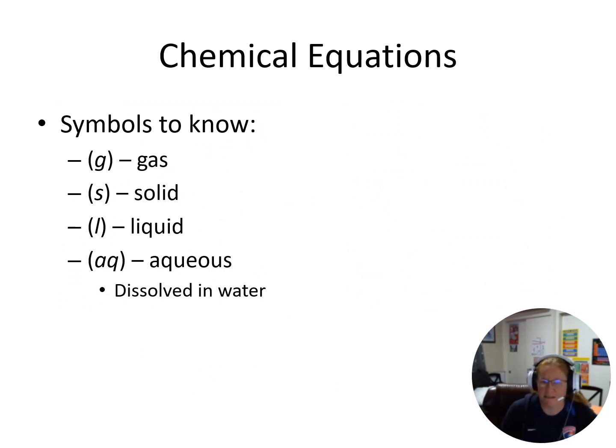Some important symbols: in parentheses, we put the state of matter so that we know what state everything is in when it undergoes a reaction. We use g for gas, s for solid, l for liquid, and aq, which stands for aqueous. What that means is that it's a substance that has been dissolved in water.